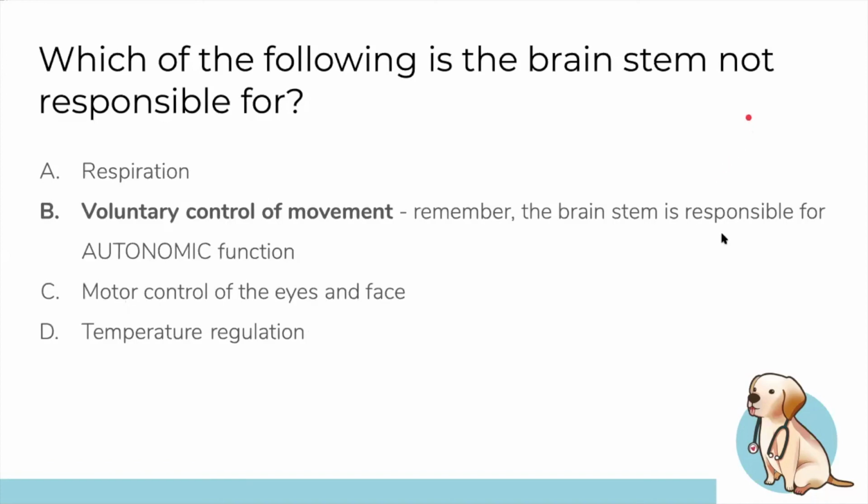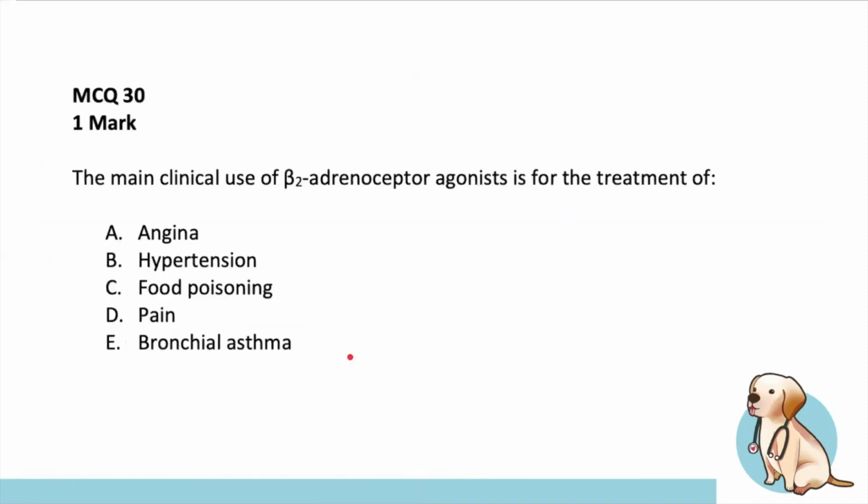One thing to remember is the brainstem is the really crucial stuff. Voluntary control of movement is voluntary, so the brainstem won't be responsible for that. Most voluntary stuff comes from the cerebral cortex, the big brain area. All of the other things are stuff you usually don't think about, so that's why your brainstem is responsible for them. Okay, this one is directly out of one of the past exams.